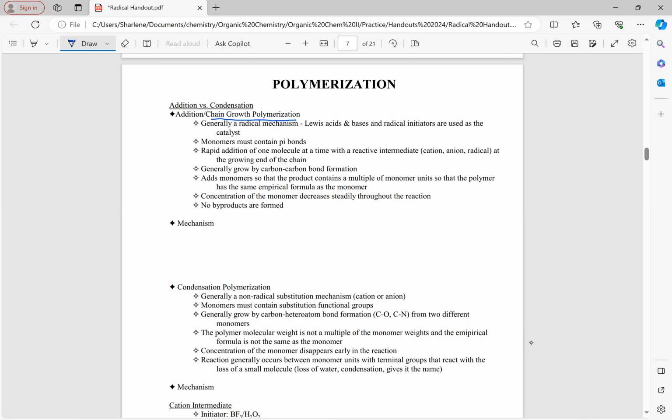All right, how do you get it started? Generally, you have to have some kind of a Lewis acid or base. And of course, just like we had for all of our radical reactions, you have to have some kind of initiator. Here's the kicker. The monomers must contain pi bonds. That's the key to these ones. The rapid addition of one molecule at a time. Okay, so it's put one on, put one on, put one on.